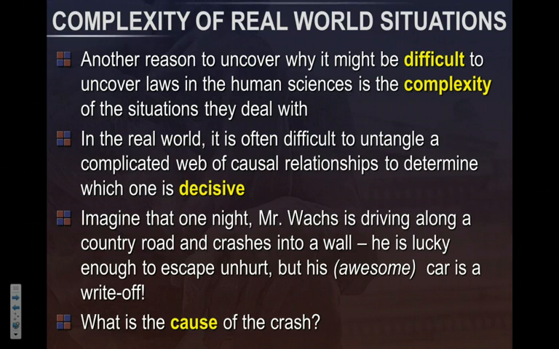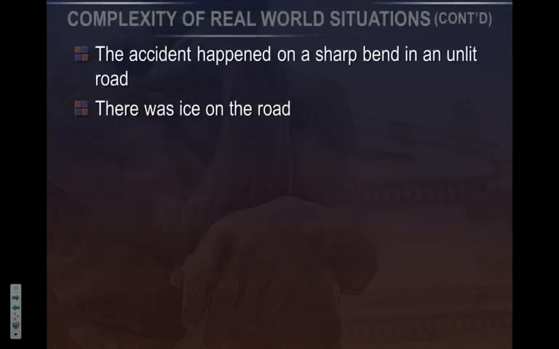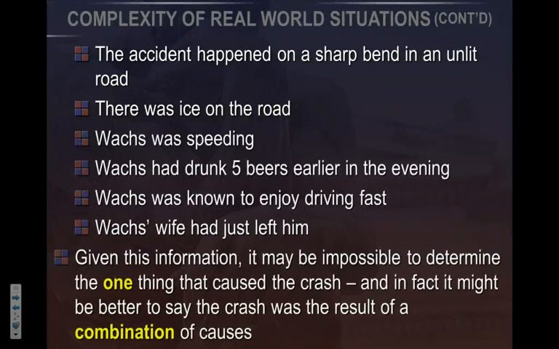What is the cause of that event? Okay. Now again, we can look at causes in the natural sciences and think about things like friction and gravity and stuff like that. But what caused me to drive into a wall? Okay. Well, maybe there was a sharp bend in the road and it wasn't well lit at night. Maybe there was ice on the road. Maybe I was speeding. Maybe I had a few beers earlier that evening. Maybe I like to drive fast. And maybe my wife just left me and I was really, really upset. Okay? And maybe all of those things are true. So which one caused the crash?